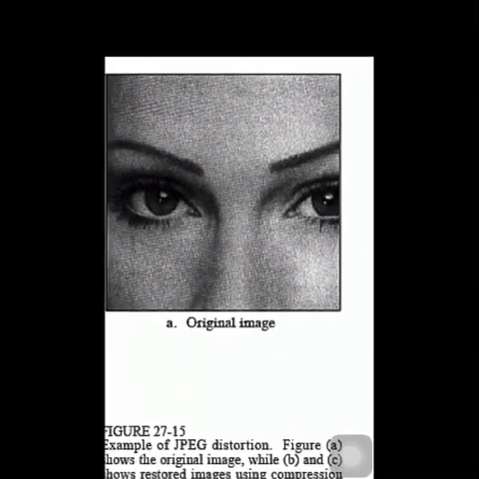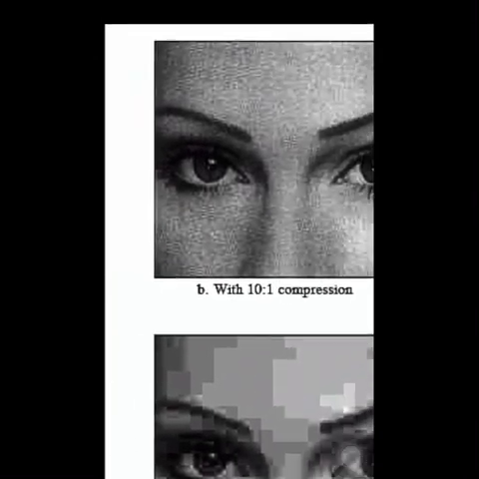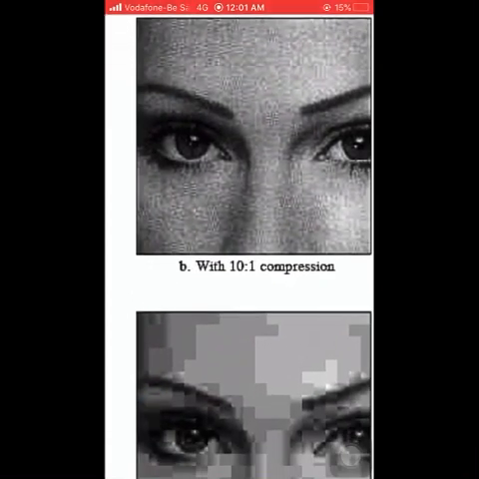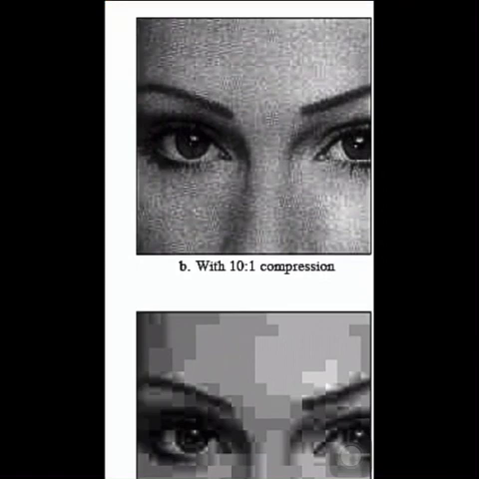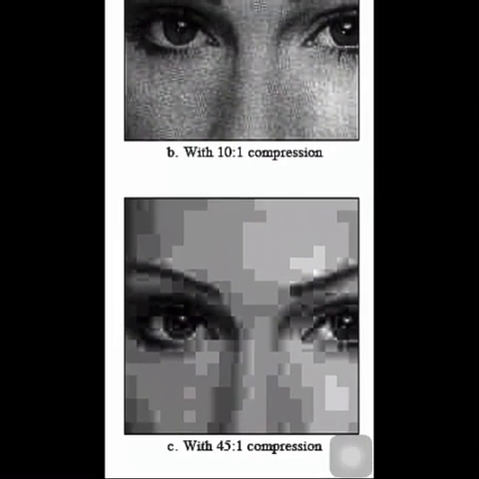And this is the output of JPEG. Image A is the original image. Image B is with 10:1 compression, and image C is with 45:1 compression.